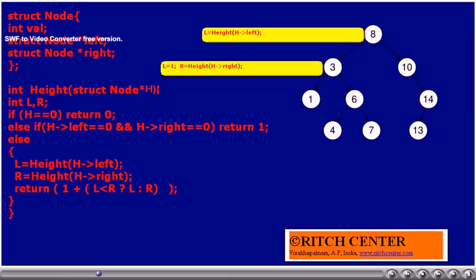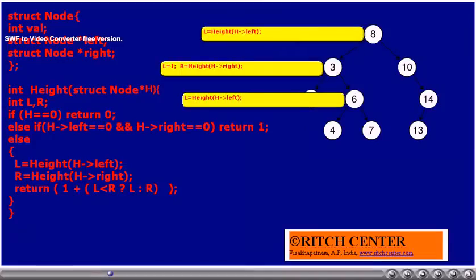Now we have to traverse the right subtree of the node 3. Thus, we will be calling the statement r is equal to height h arrow right. Now the function height is called again. This time the address of the node 6 will be sent. As it is not 0, the address is not 0, and also it's not a leaf node.